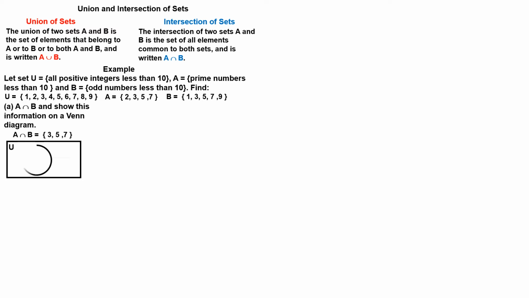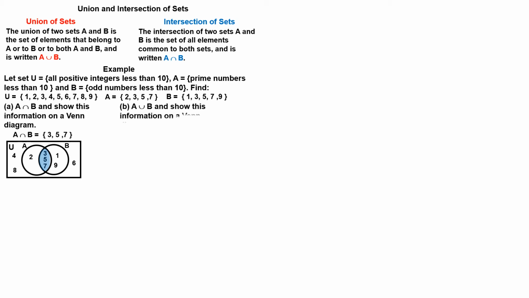The set of numbers that are both prime and odd is where the sets A and B overlap. A intersection B is shaded blue. The remaining elements of the universal set go outside the two circles.